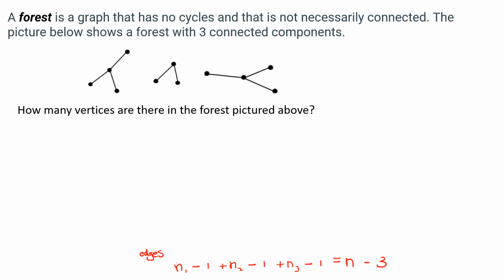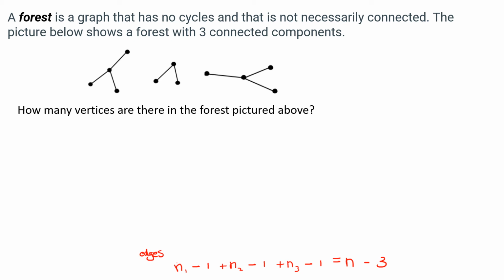The picture below here shows a forest with 3 connected components. Each of these components is connected within itself, but the 3 components all together don't get connected, okay? So we have these 3 separate trees here. And since they're all trees, we know there are no cycles involved here. And therefore, we would say that that's a graph with no cycles, and it's not necessarily connected. So that's why we could call it a forest. So let's think about the answers to some questions here.